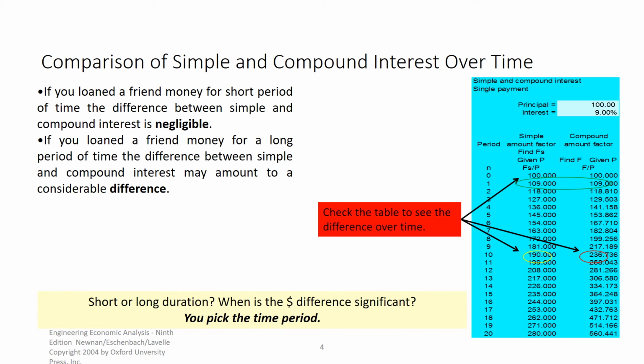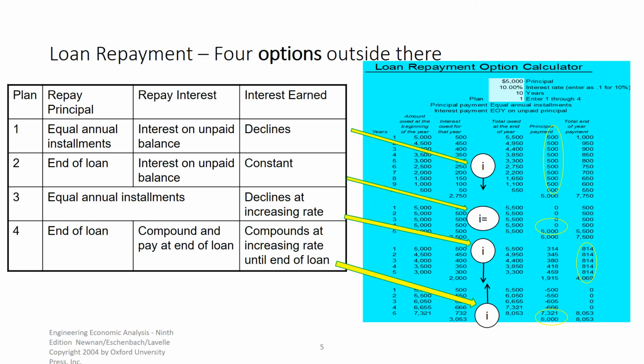So, is there any significant difference? You pick the time period. Based on the loan repayment options calculator, if you have a principal of 5,000 with 10% interest rate in 10 years' time, you can choose either plan number 1, equal annual installment; plan number 2, end of loan payment; plan number 3, repay principal using equal annual installment; and plan number 4, repay principal at end of loan.